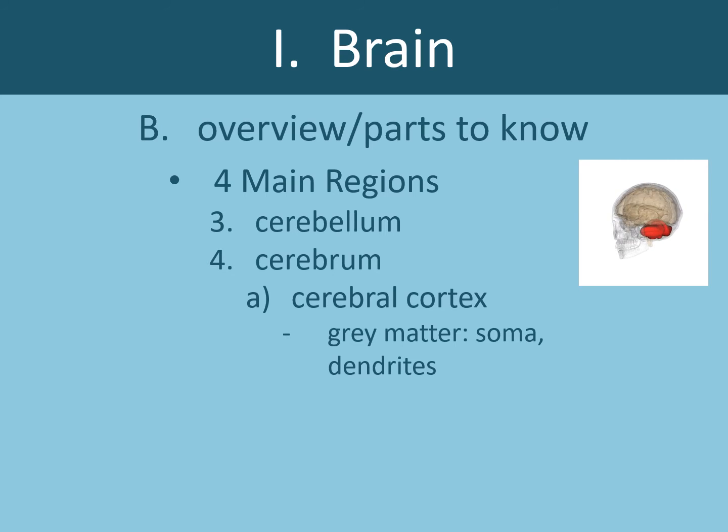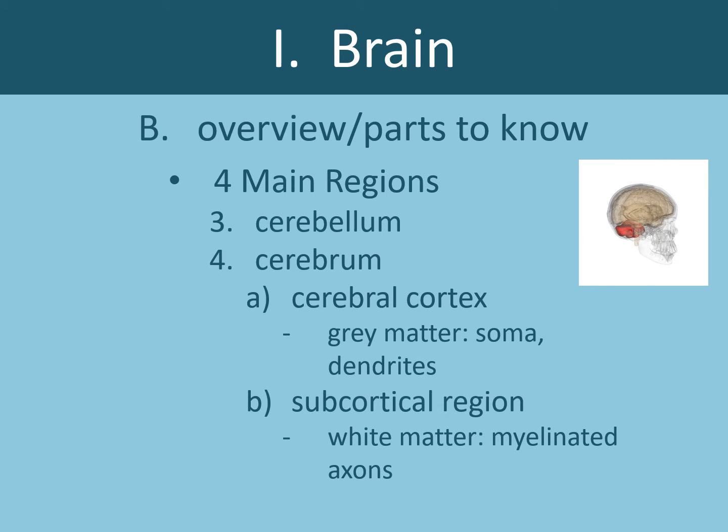Gray matter is made of the cell bodies or soma of neurons and dendrites of neurons. The subcortical region, which is deeper than the cerebral cortex, is the layer that's often referred to as white matter. White matter is composed of axons that are covered in myelin. Not all axons are covered in myelin, but these ones are. And remember, myelin is a fatty tissue, and that fatty layer is what gives white matter its color.